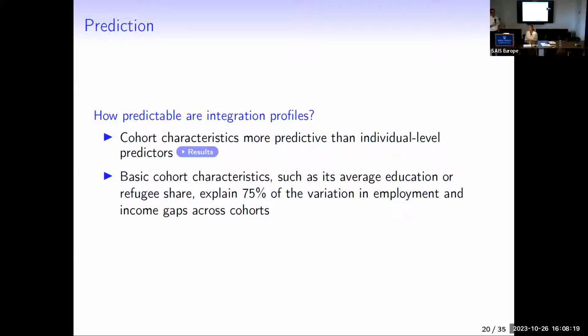Different waves being very different. Exactly. So what I have on the slide and what I'm telling you is all about these average cohort outcomes. We are completely abstracting from the variation within cohorts. So it's a good question to ask.